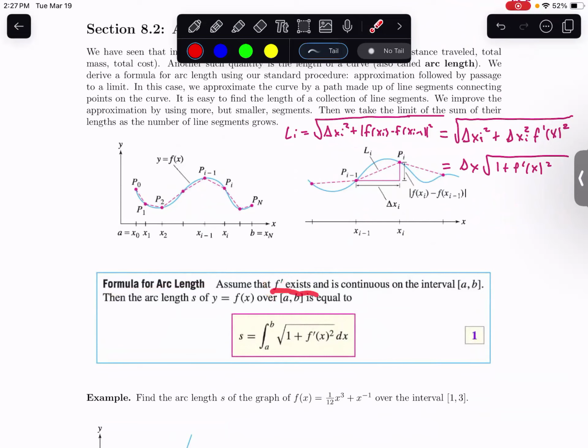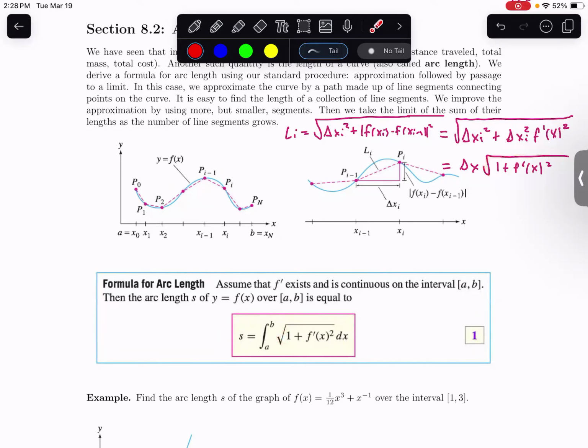So if f prime exists and is continuous on the interval from a to b, then the arc length s of y equals f of x over the interval from a to b is the integral from a to b of the square root of 1 plus f prime of x squared. This 1 plus f prime of x squared came from here.